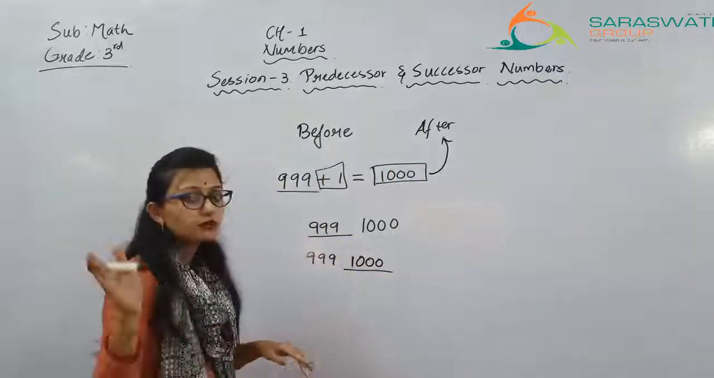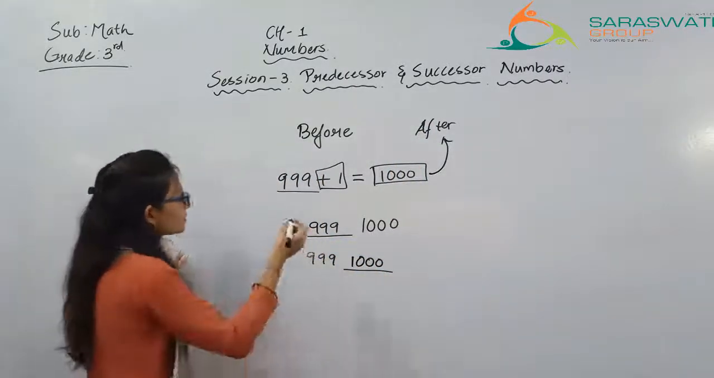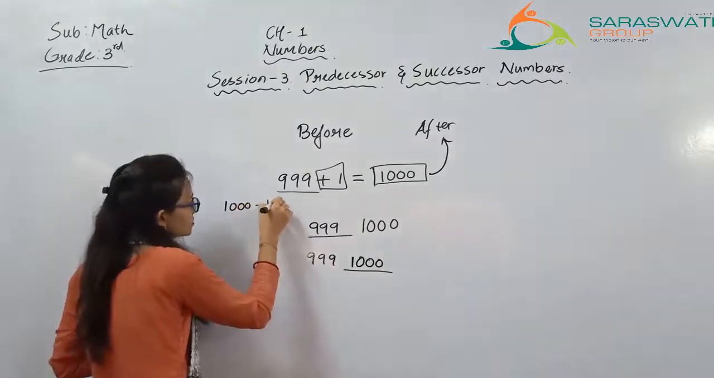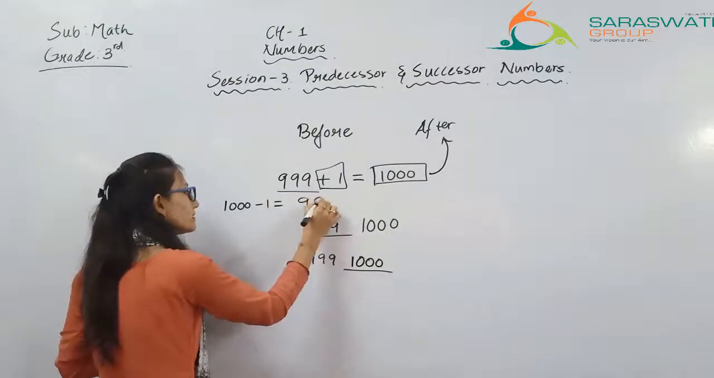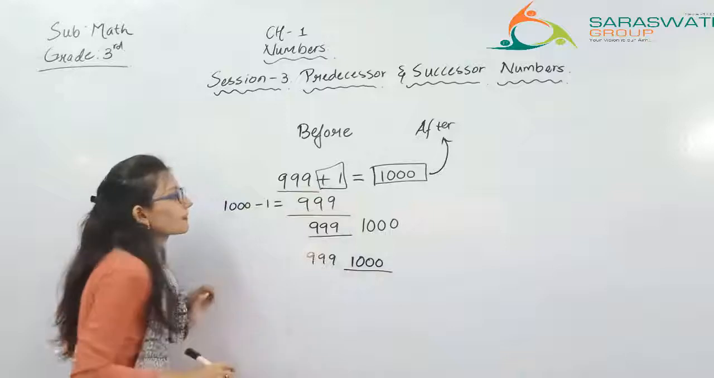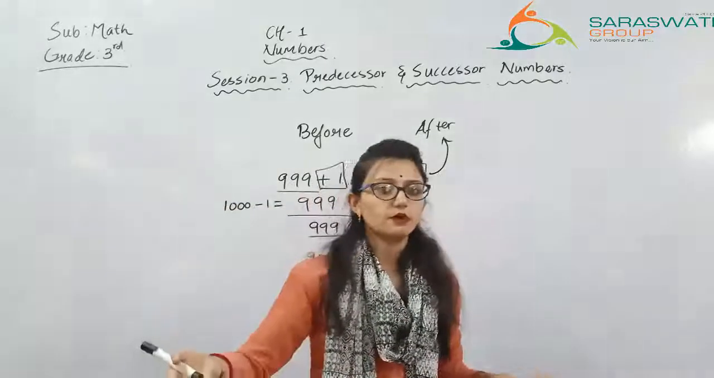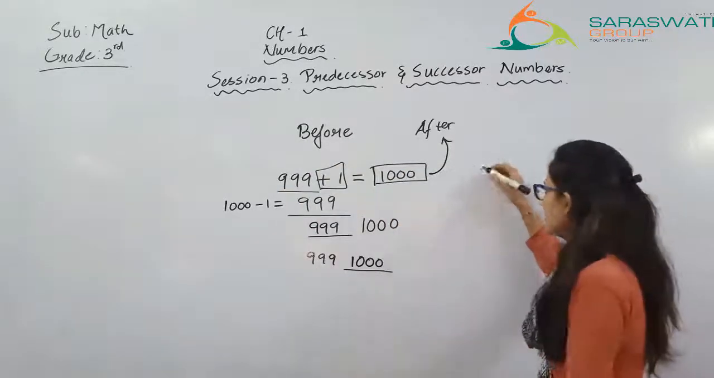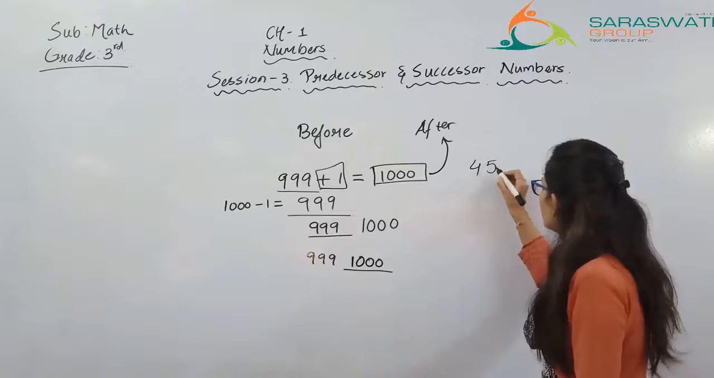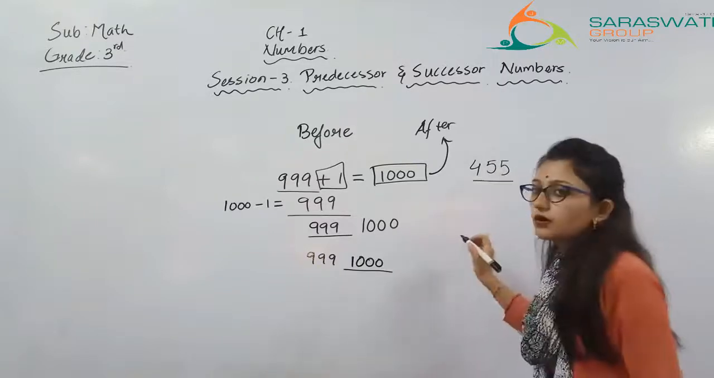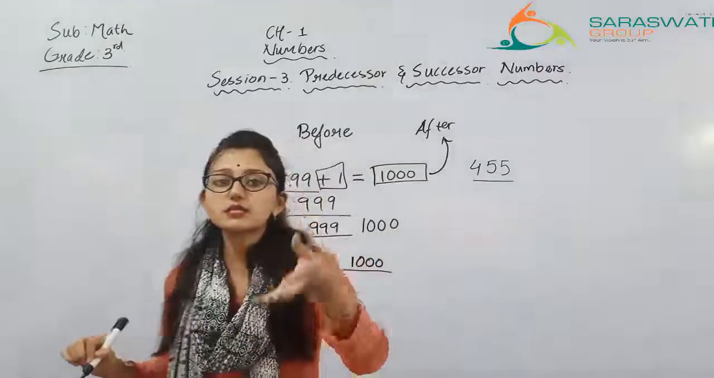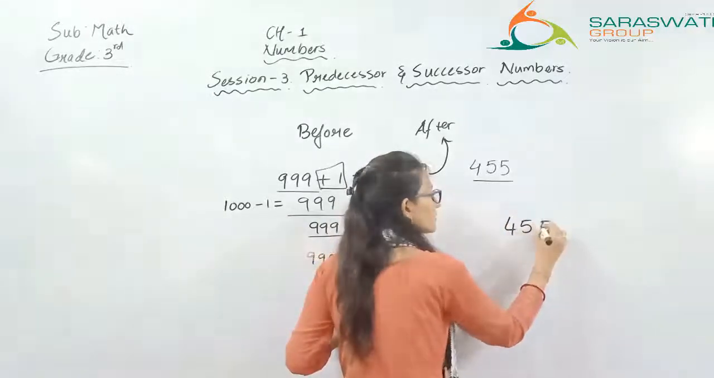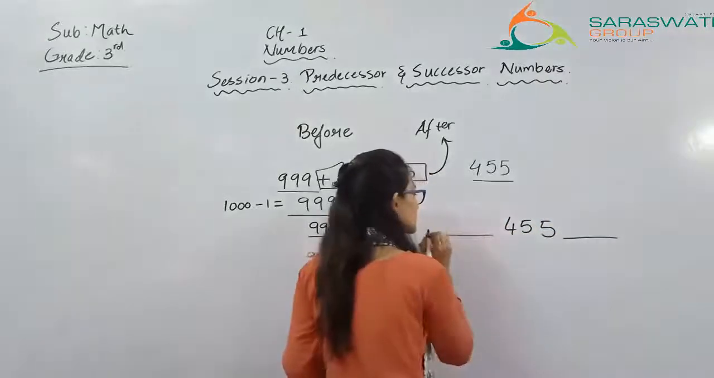But if I want the predecessor number, then what will I do? I will do 1000 minus 1, that gives 999. If I want the after number of a particular number, look, I am giving one more example, like 455. I want one successor number as well as one predecessor number. Then what will I do? I am writing over here: this is the successor and this one is the predecessor.